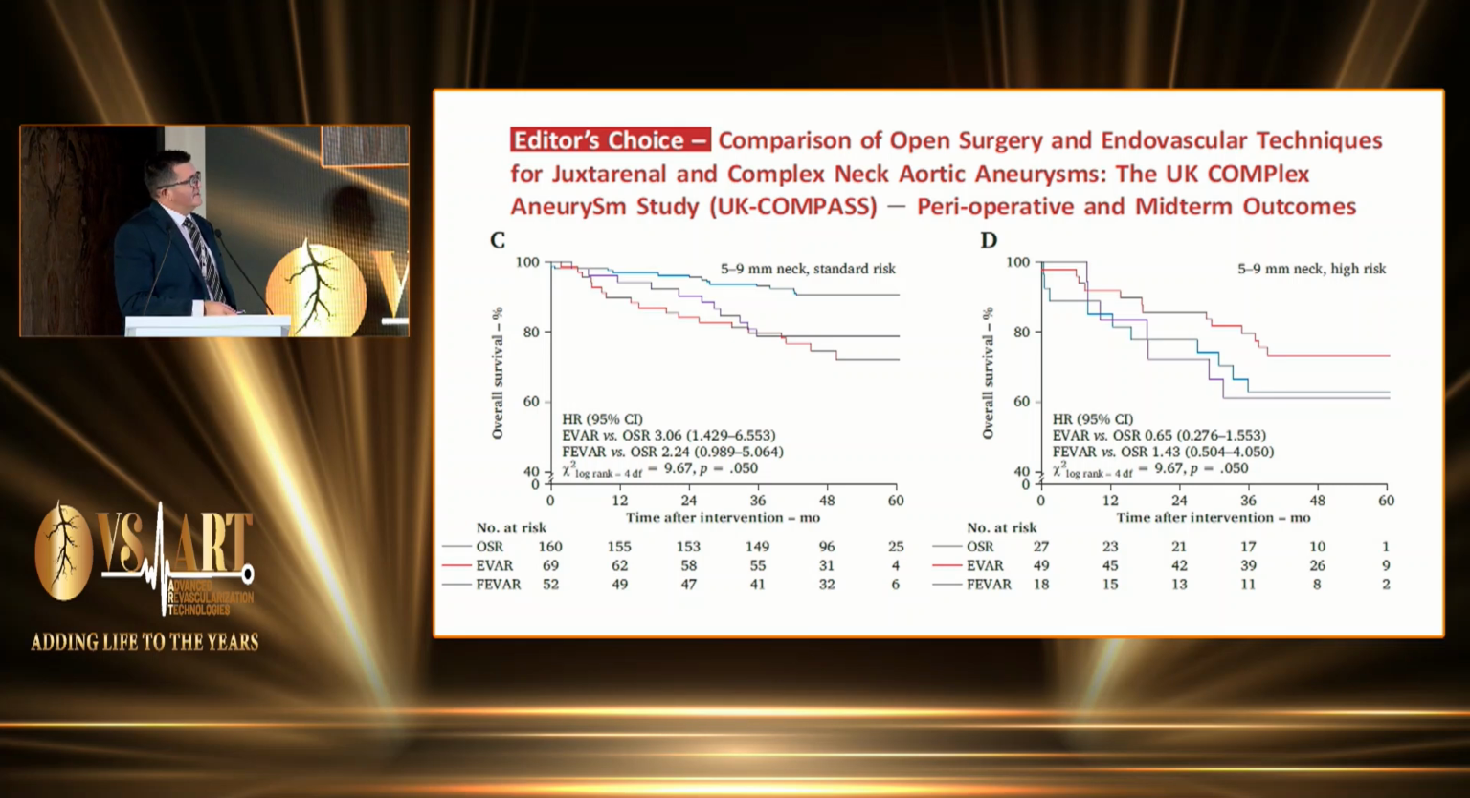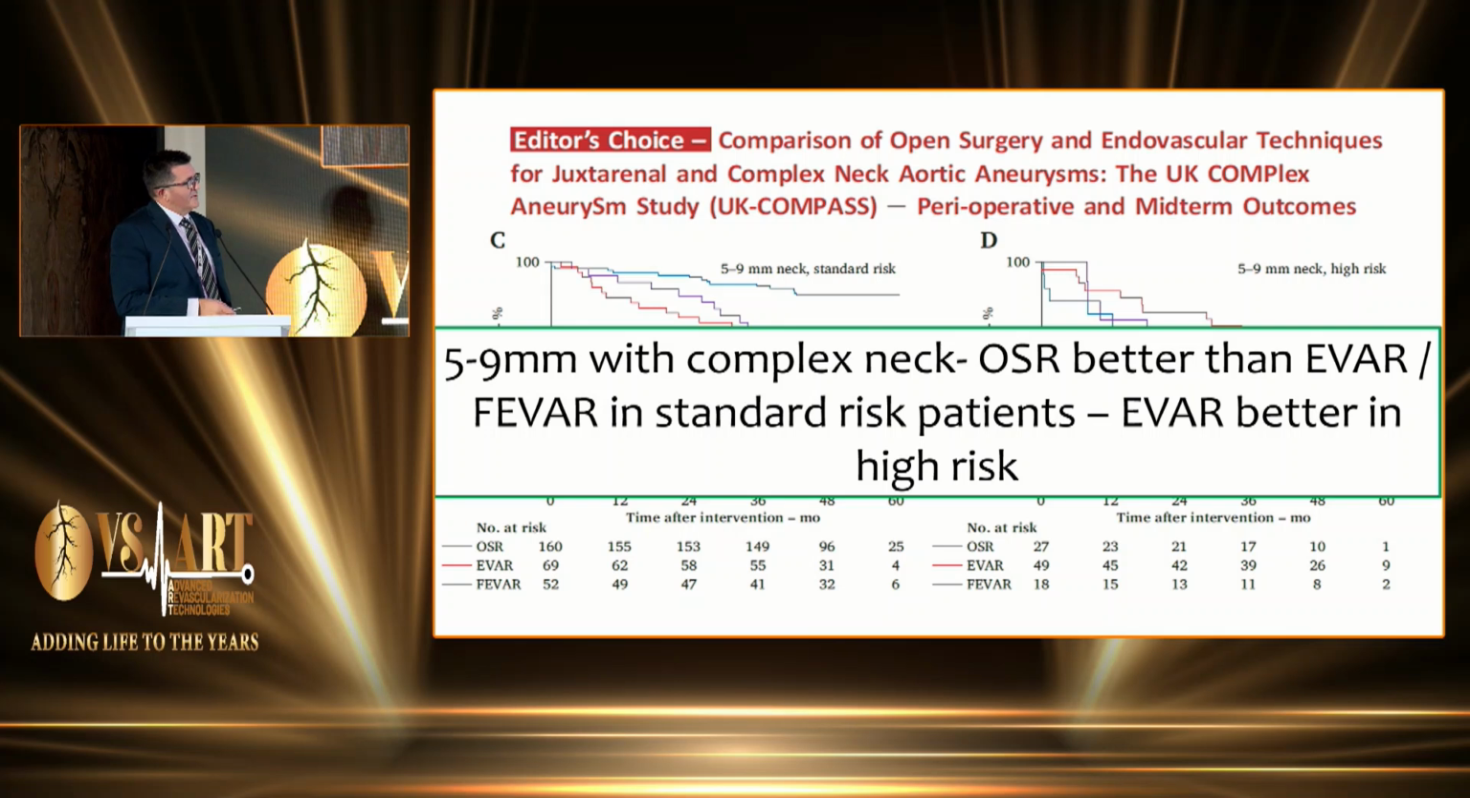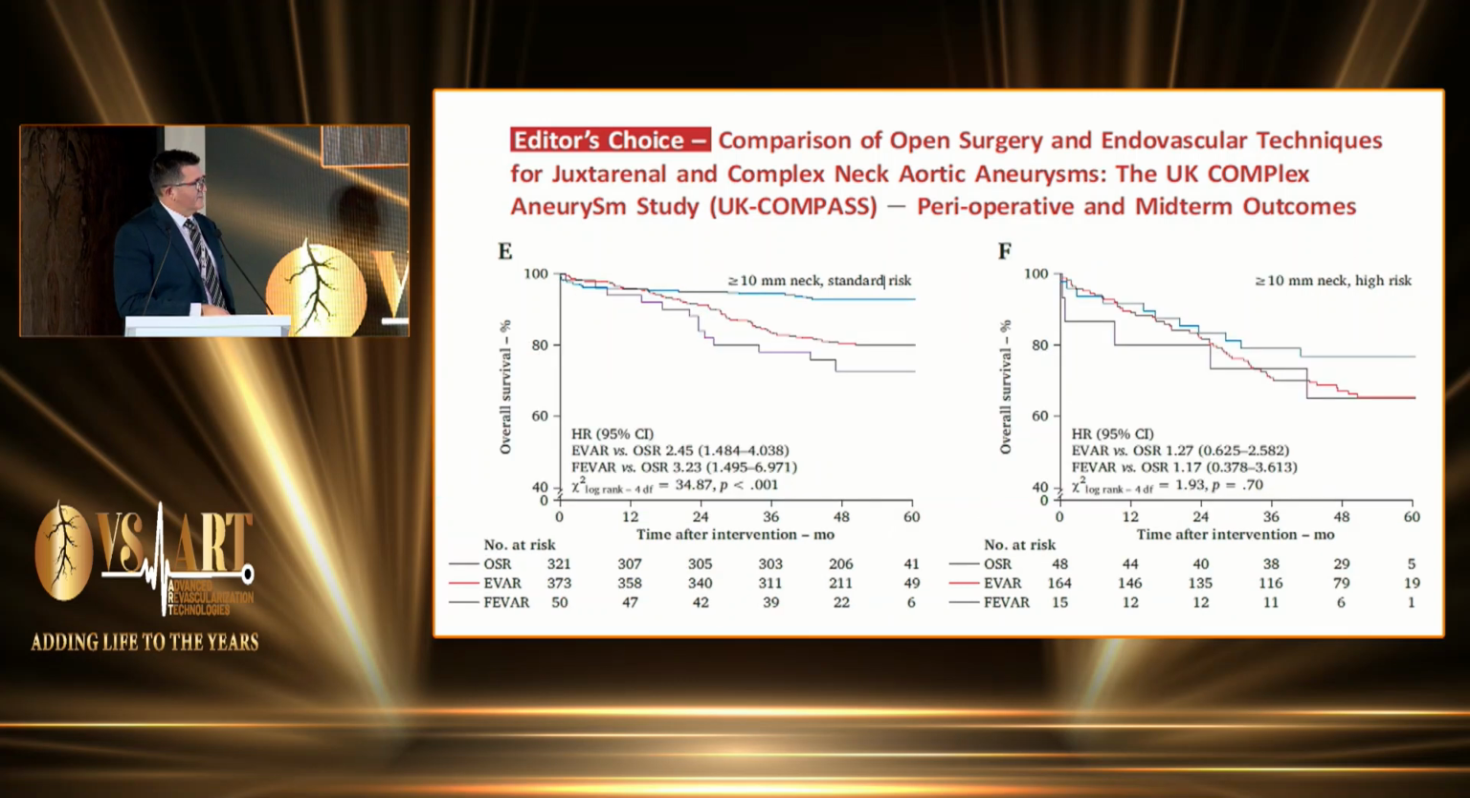For the 5 to 9 millimeter standard risk, well, open surgical repair in the standard risk group was better than FEVAR and EVAR, but EVAR in the high-risk groups was better than the other two. So in those with those sorts of necks, then it might be better to think about open surgical repair or FEVAR or EVAR in the higher risk groups. And finally, in the 10 millimeter neck group, then open surgical repair was equivocal or EVAR was just better in the very short term, the first 6 months, than open surgical repair.